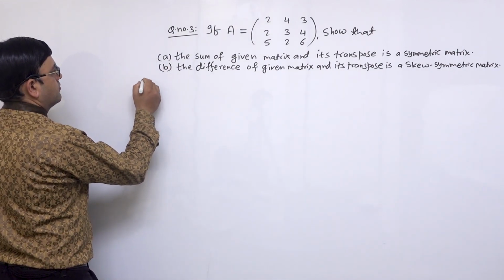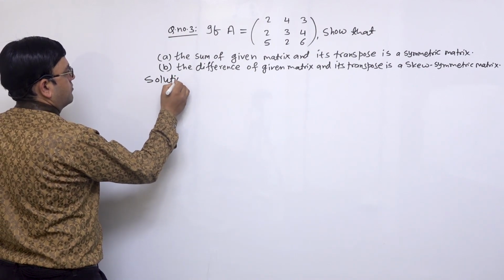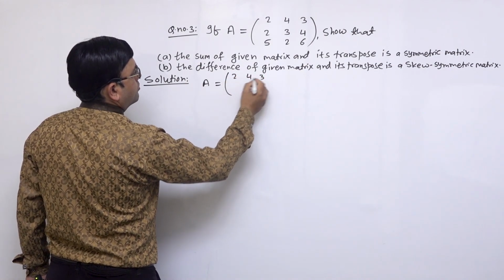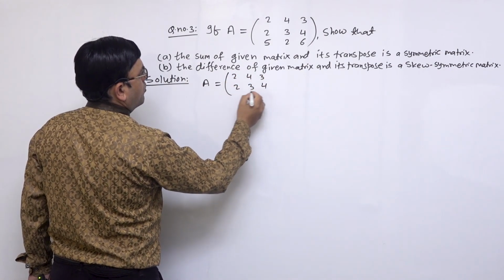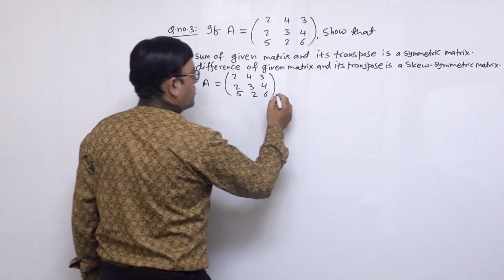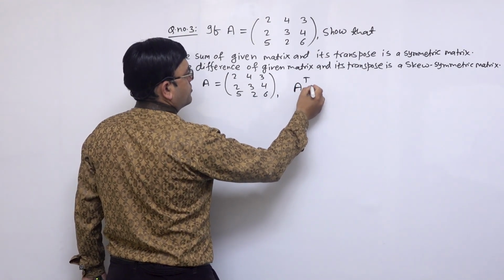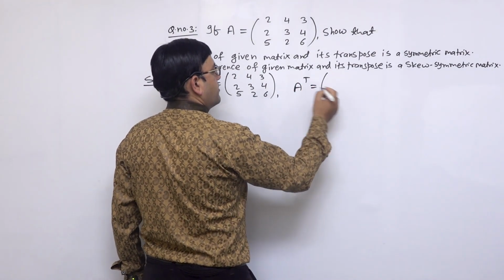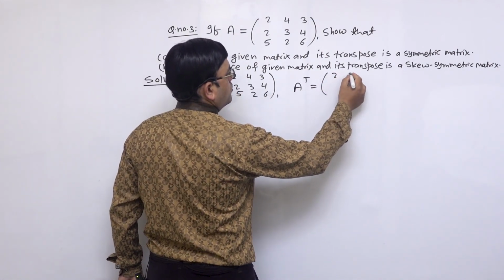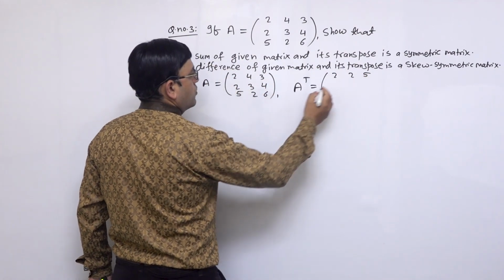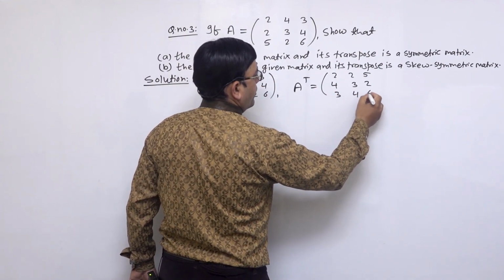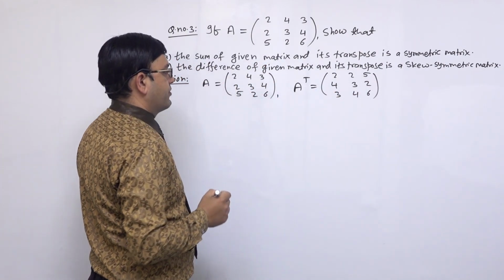Solution. We have here matrix A is 2 4 3, 2 3 4, 5 2 6. This is matrix A. Now A transpose is equal to: we have to transpose this, 2 2 5, row to column, 2 2 5, 4 3 2. So here is 4 3 2, 3 4 6. This is the A transpose matrix.